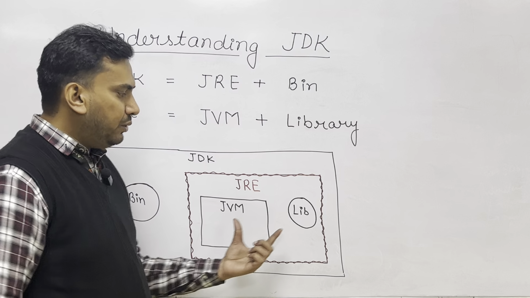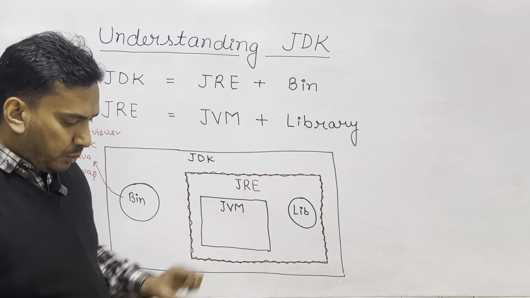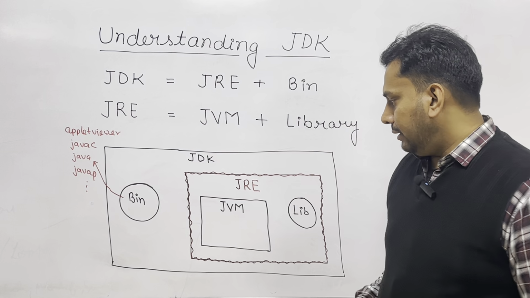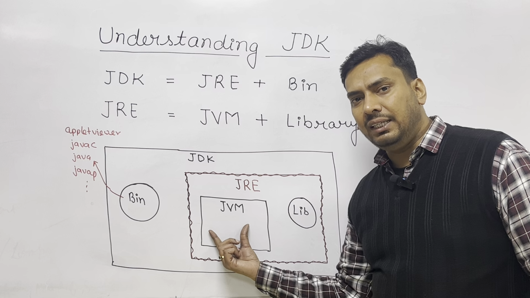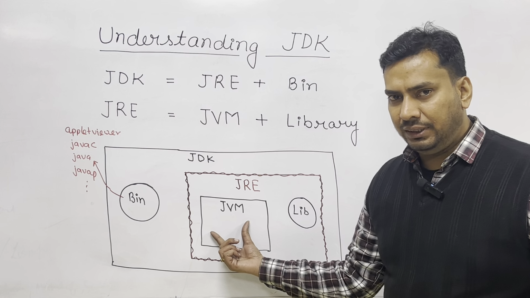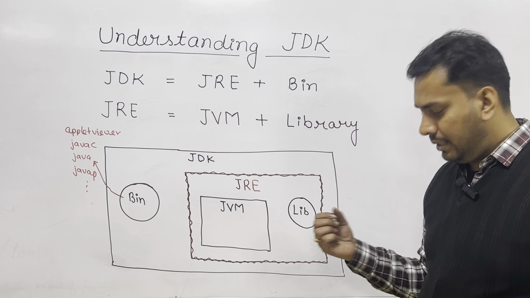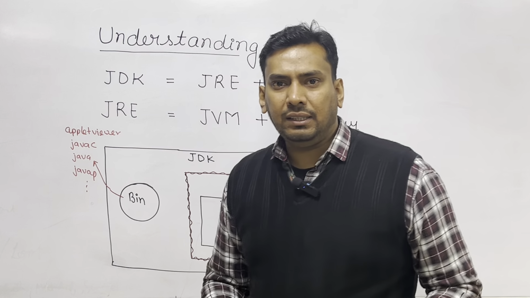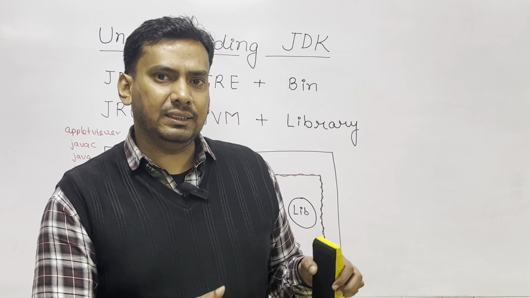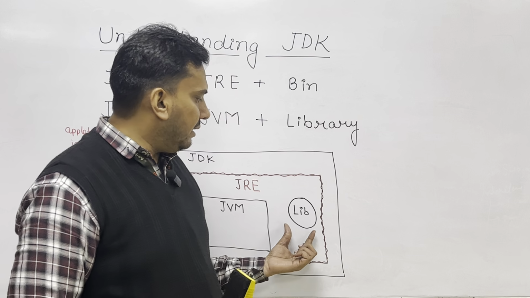Further, JRE has two important components, although there are some other components, but as a programmer we need two components which are inside the JRE. So the first one is JVM. JVM stands for Java Virtual Machine, and the second important thing is library. Library, approximately 3,500 to 4,000 inbuilt classes, interfaces and other files are provided in terms of library.